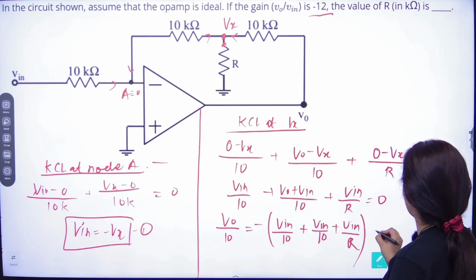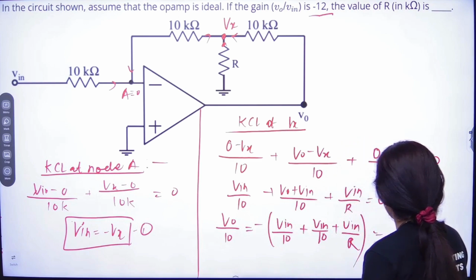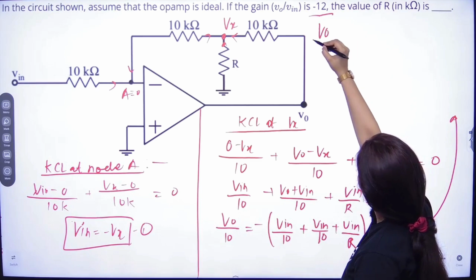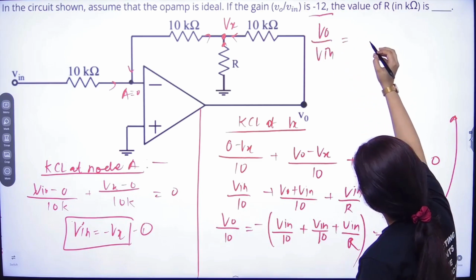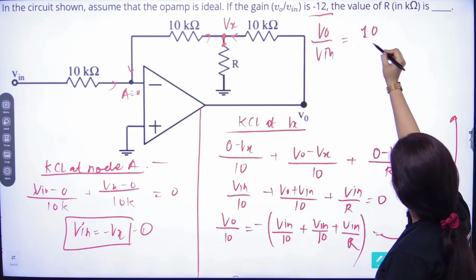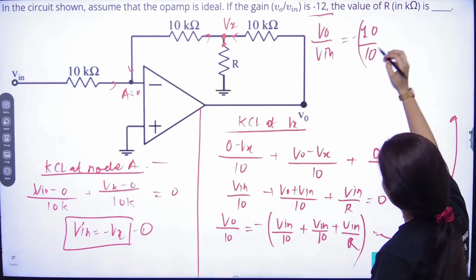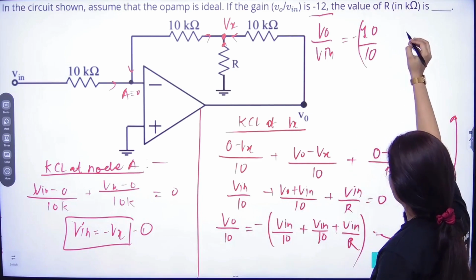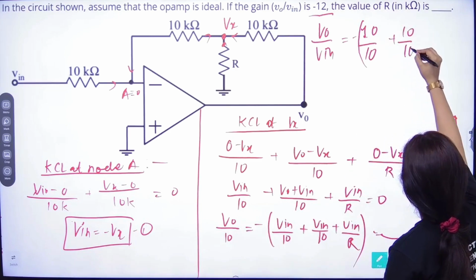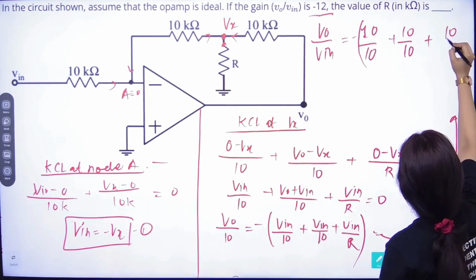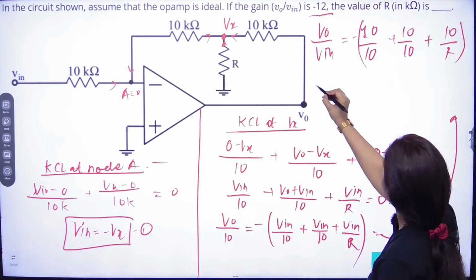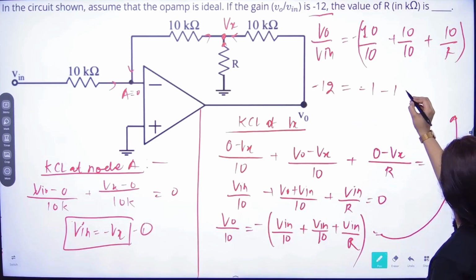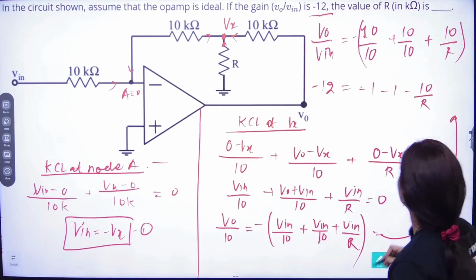Take out the Vin as common and put it on that side. So let me just solve it here. V0 by Vin is equal to 10 by 10, all are in negative. This 10 will go here and Vin common will go at that position. Plus 10 by 10 plus 10 by R. So we know that it is equal to minus 12. So that will be equal to minus 1 minus 1 minus 10 by R.